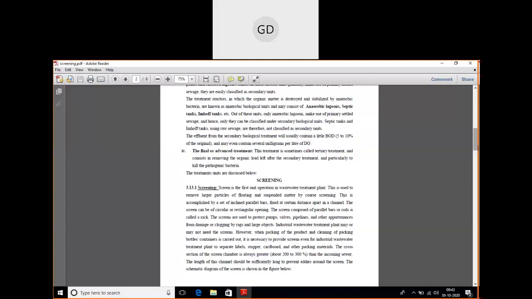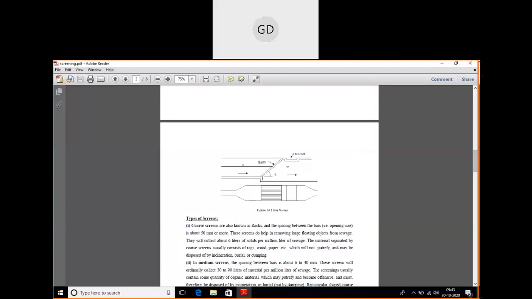Now these screens should preferably be placed before the grit chambers. Grit chambers are the next step after screening. In raw water there was sedimentation; here, after screening, the grit chamber process comes. And there are certain types of screens.